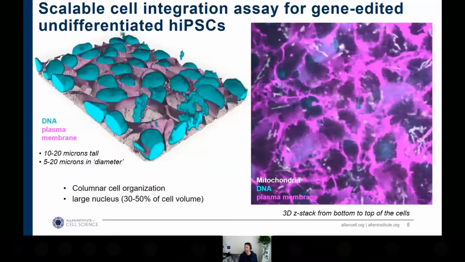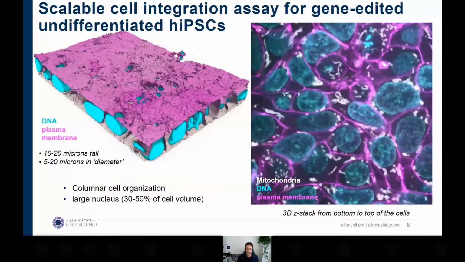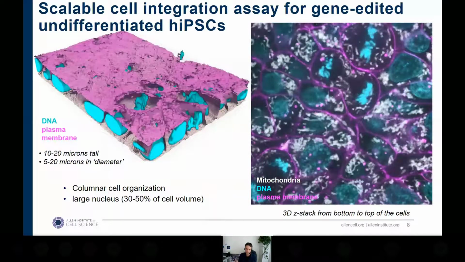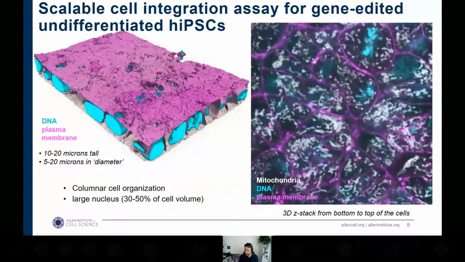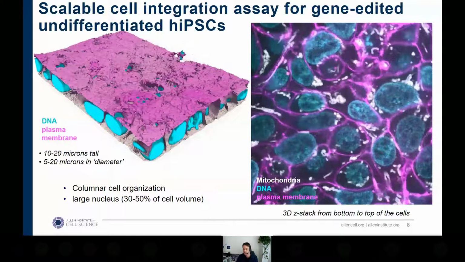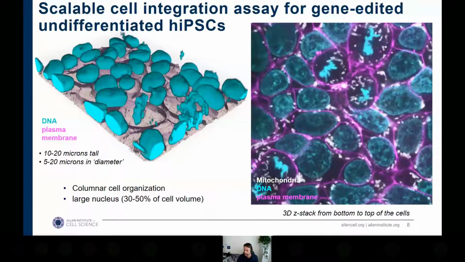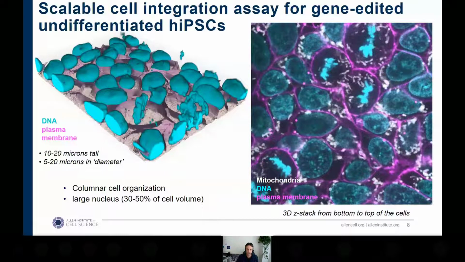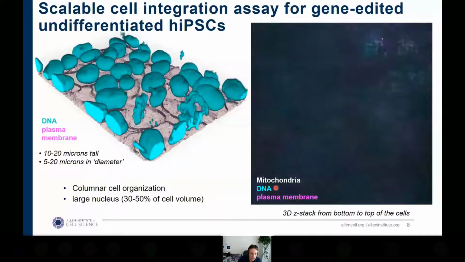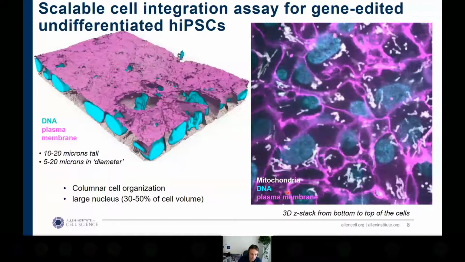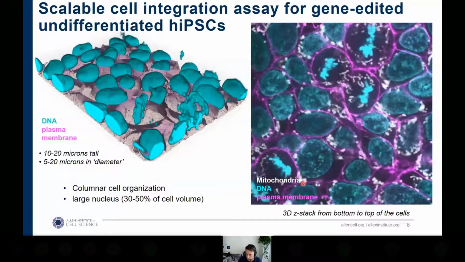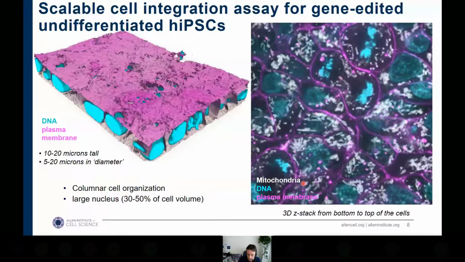Okay, let's dive into the data. In our typical imaging assay for these undifferentiated stem cells, we put a dye on the DNA and we put a dye on the plasma membrane in order to see the nucleus and to see the cell membrane, right? And we do this alongside a GFP tagged structure. So the DNA is here seen in cyan color, the plasma membrane in magenta, and then in white we see the mitochondria for this particular Z-stack video.